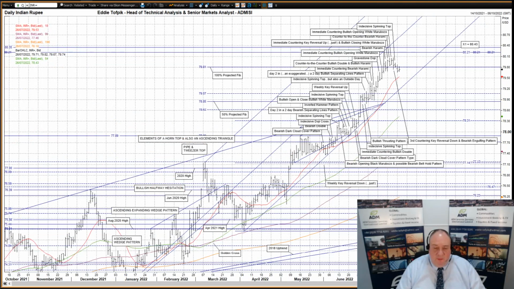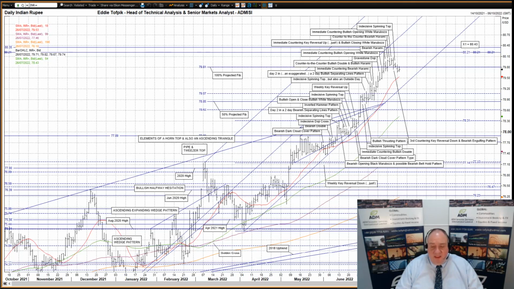US dollar against the Indian rupee. A third bearish black crow yesterday and a continuation on down from last week's immediate countering key reversal down and bearish engulfing pattern. This time the market opened and closed below the 100% projected Fibonacci line at 79.81. It is also a continuation of the overall pullback from the all-time high made 2 weeks ago. Meanwhile, we still have the harder to reach secondary target X1 up in the 80.43 area. This is for the recent bullish measured move higher.